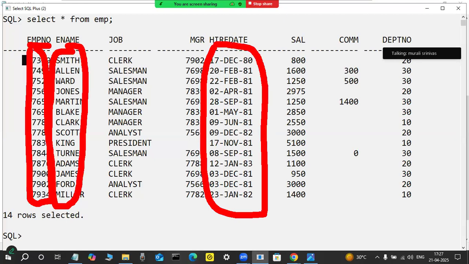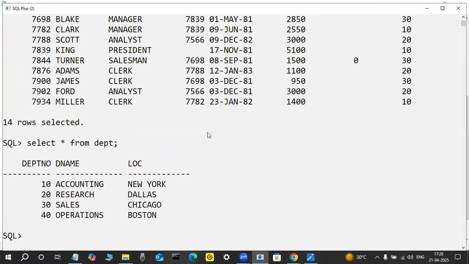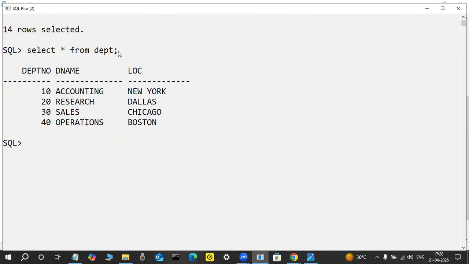Observe here, the data is being stored in an organized fashion, or not? Yes. Again observe here. Is it a structured collection of data or not? Check it out. Select star from, whatever table is there. For example, DEPT is a table. Observe here. Concentrate here.